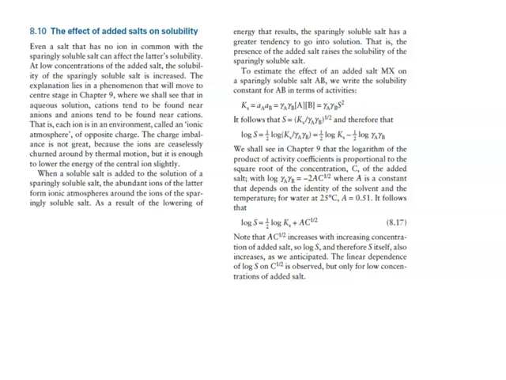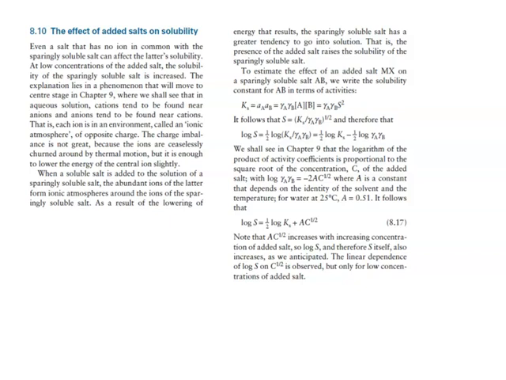Even a salt that has no ion in common with a sparingly soluble salt can affect the latter's solubility. At low concentrations of the added salt, the solubility of the sparingly soluble salt is increased. The explanation lies in a phenomenon that will move to center stage in Chapter 9, where we'll see that in aqueous solution, cations tend to be found near anions, and anions tend to be found near cations. That is, each ion is in an environment of opposite charge called an ionic atmosphere. The charge imbalance is not great because the ions are ceaselessly churned around by thermal motion, but it's enough to lower the energy of the central ion slightly.